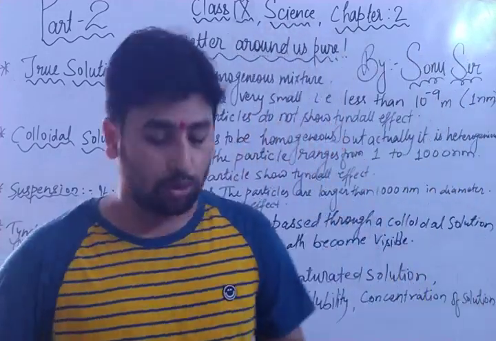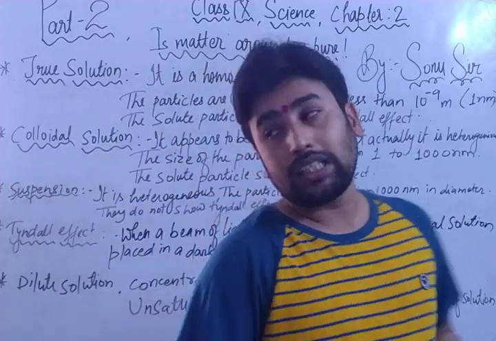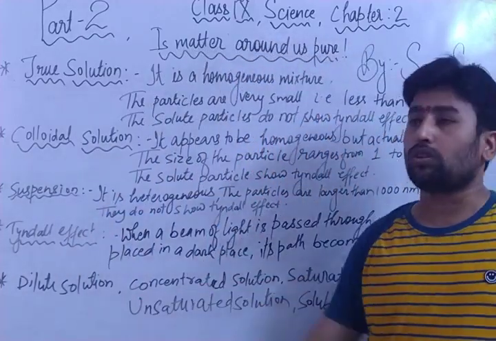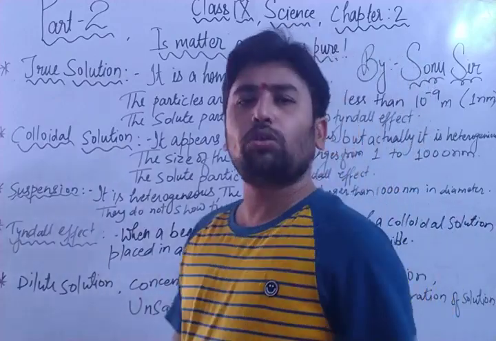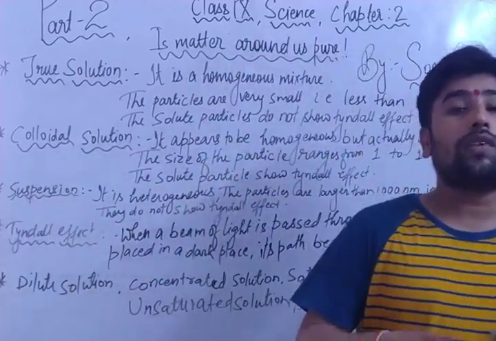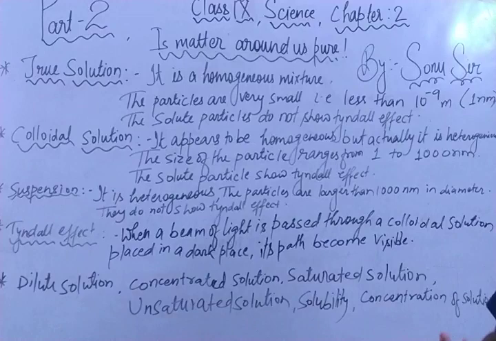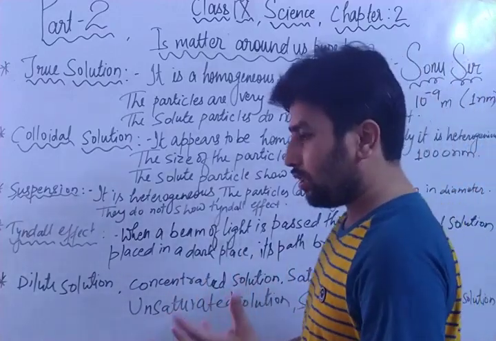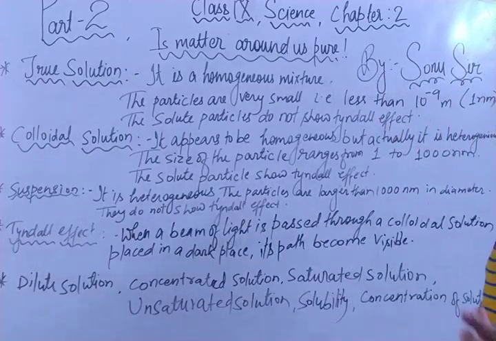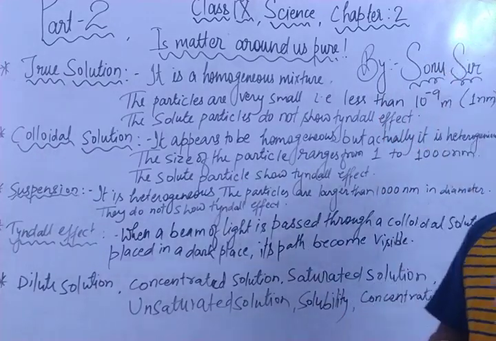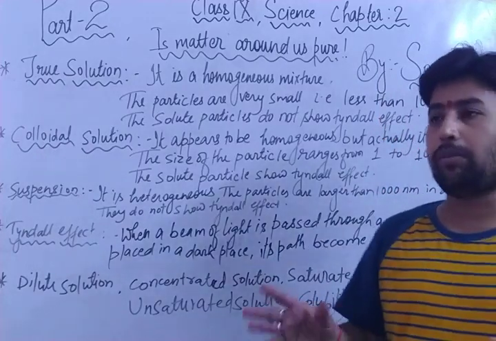Let's go ahead with the parts of the true solution. What are the parts of true solution? The first is dilute solution. Dilute solution means a solution in which the solvent is in more amount. For example, suppose I want to prepare a sugar solution, and I put 200 gram of sugar in 1 liter of water, it becomes a sugar solution.